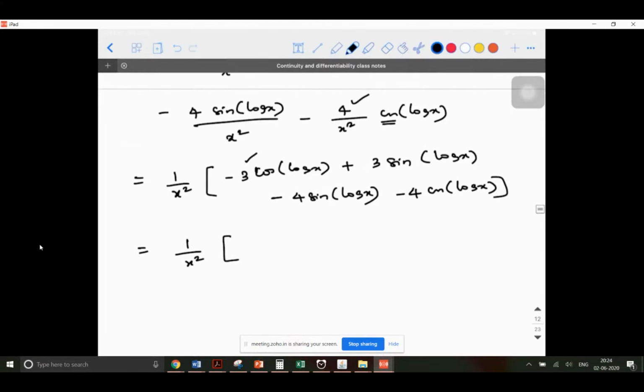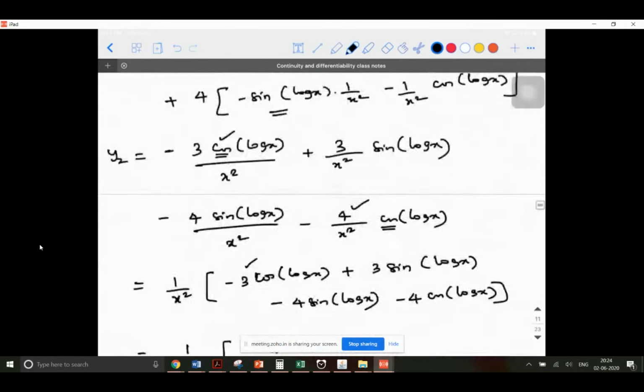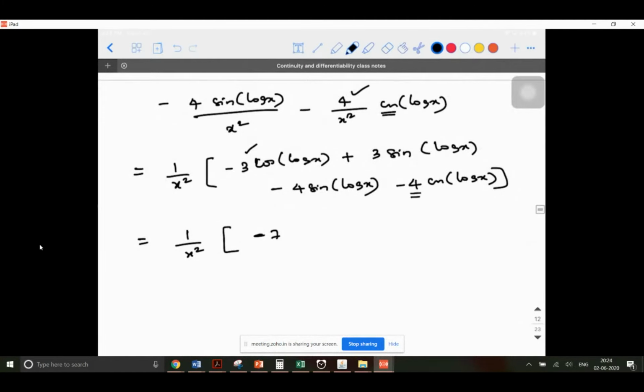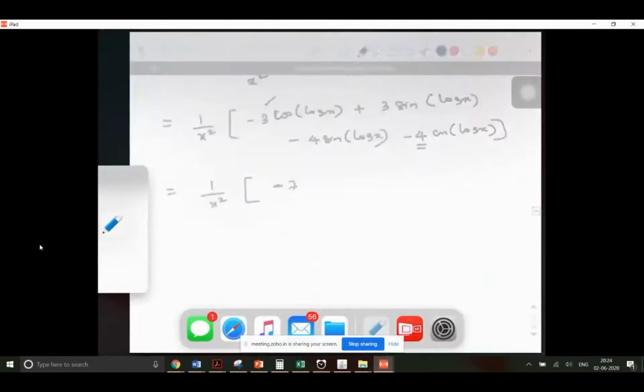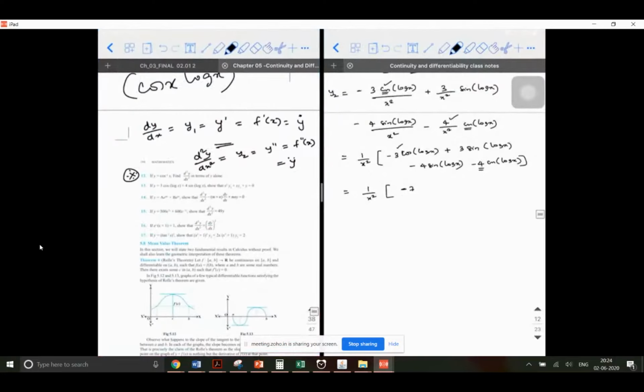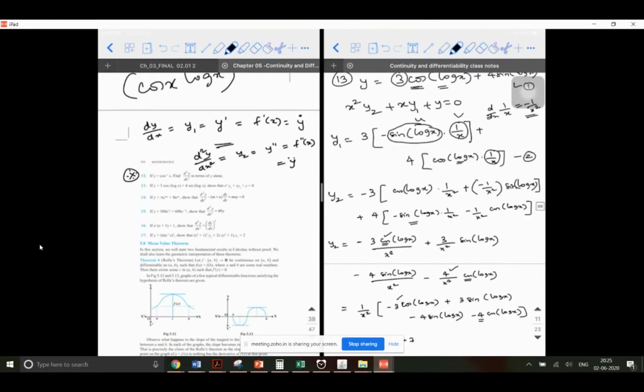No, sir, you can take the x squared to the other side. You're getting a part of the equation that you have to prove. Okay, but what is the question? 3 cos log x plus 4 sin log x. Can I do some simplification here is what I'm asking. What is the question? So you need to prove x squared y2 plus xy1 plus y is equal to 0. Right? So how to proceed?